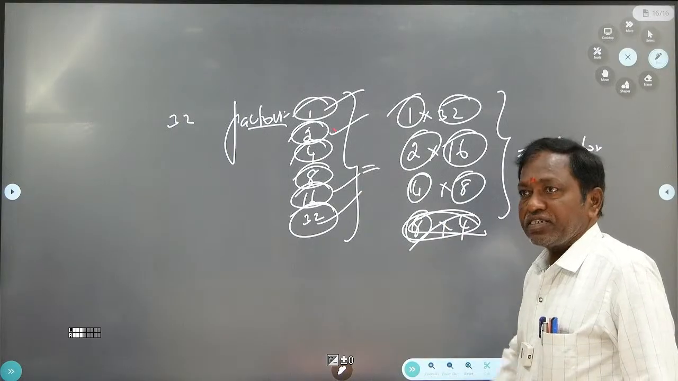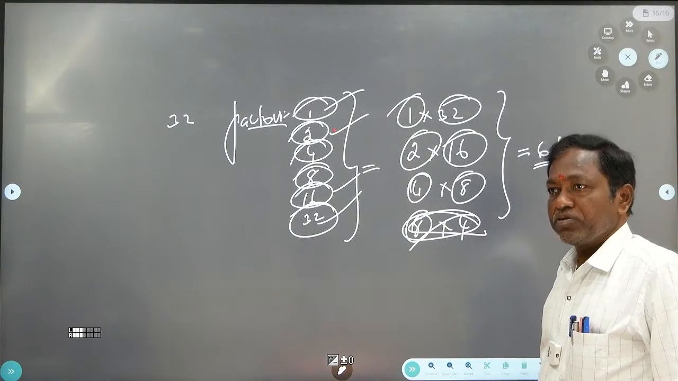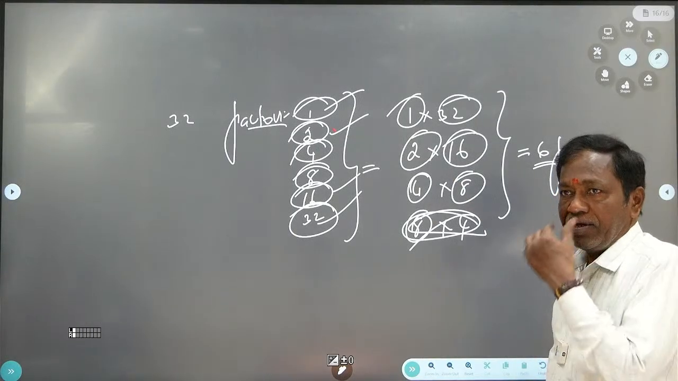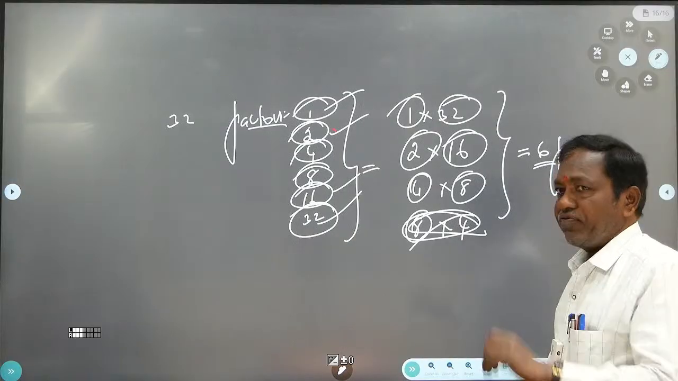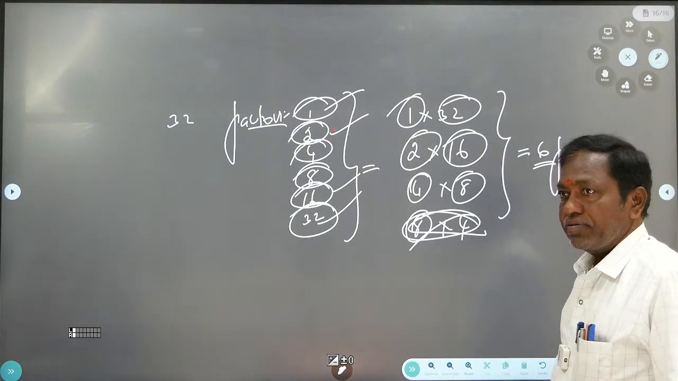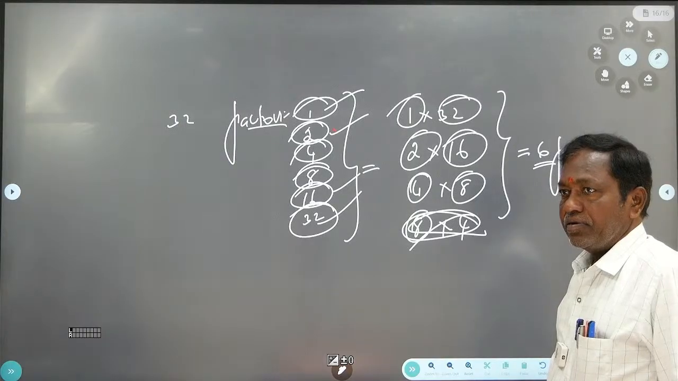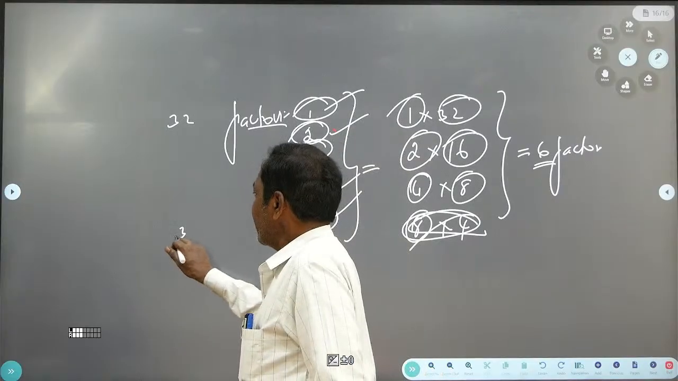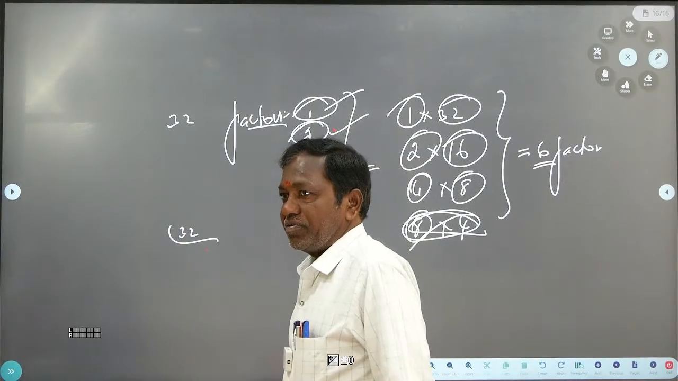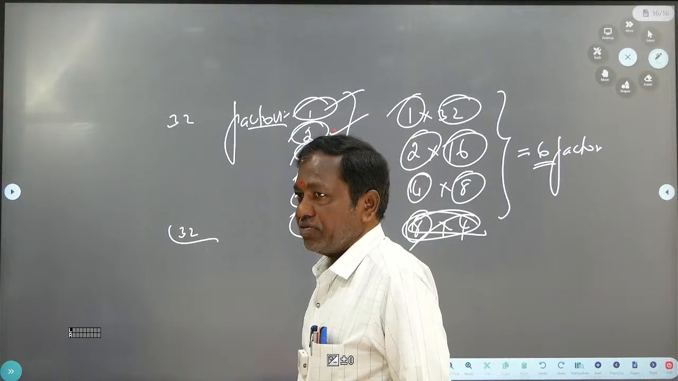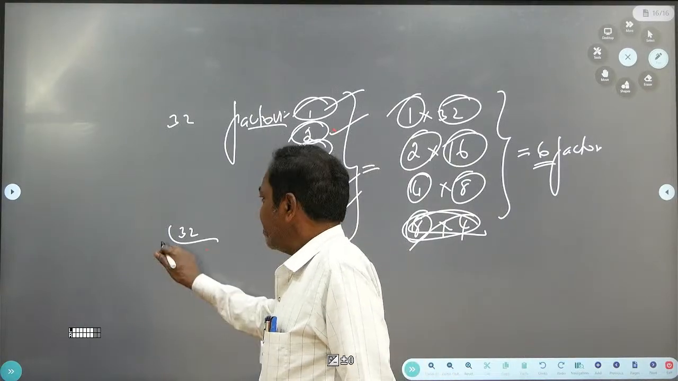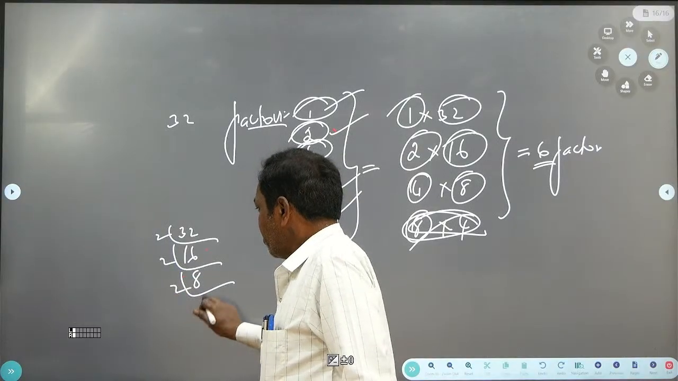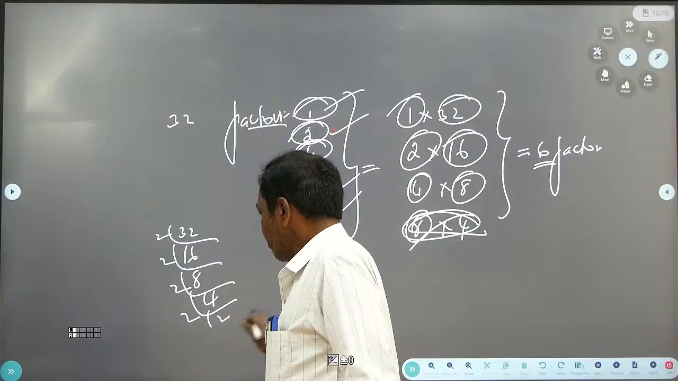If you keep writing, it takes a lot of time. Sometimes that becomes impossible. If you do it in pairs, you can finish it very fast. So you go on dividing by small numbers. Okay, LCM you can take. If you take LCM, you may go wrong unless you know the formula. For example, if you take the LCM, 2, 16, then 2, 8, then 2, 4 and 2, 2.